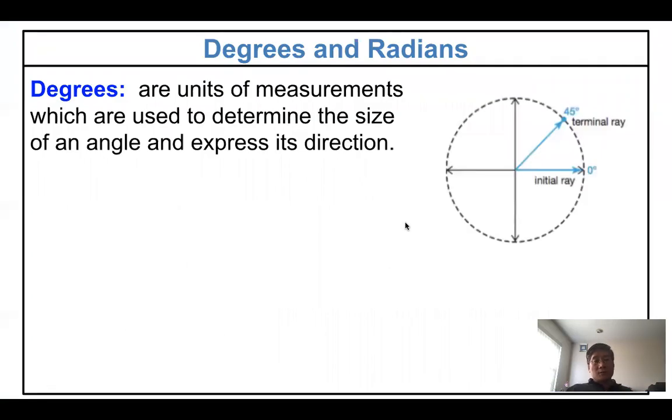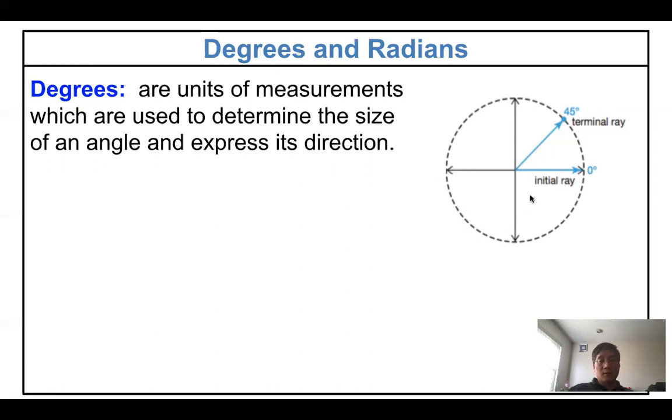We already learned in the first session of this unit how to find the angle. Start from the initial ray, always from the 0 degree here. Then the terminal ray moves around, and we find the angle between the terminal ray and the initial ray. This is the angle. When the terminal ray moves this way, the angle is getting bigger.